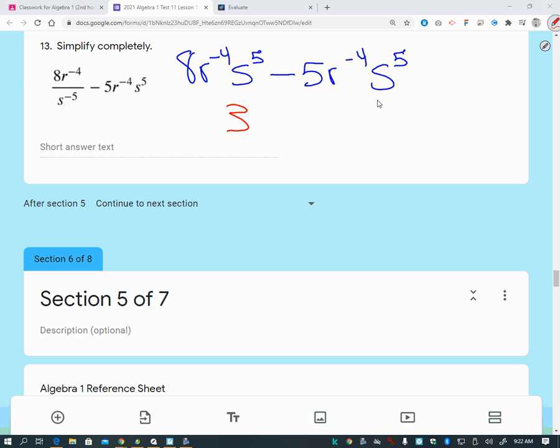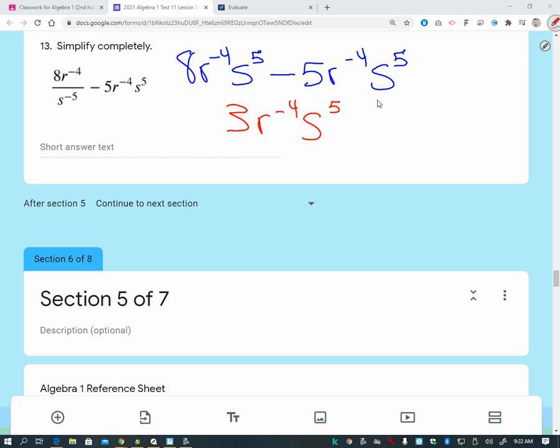So we got 3. Okay, 3 what? Okay, we've got an R. What kind of R do we have? A positive? We're not quite ready for that yet. Just as it is, okay? Negative what? Negative 4. And what else? What kind of S's do we have? Okay, to the positive 5th.